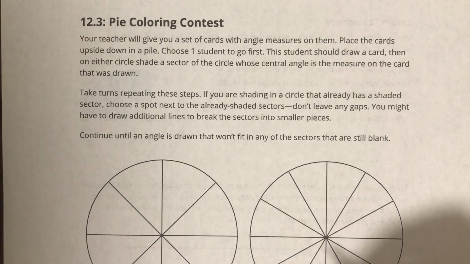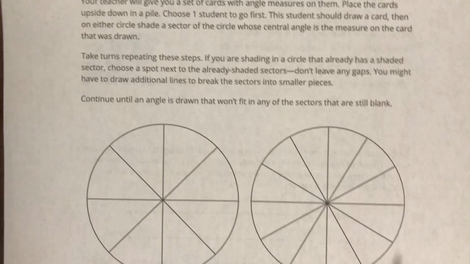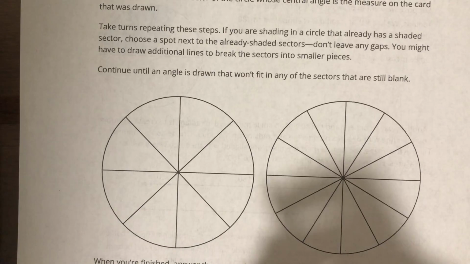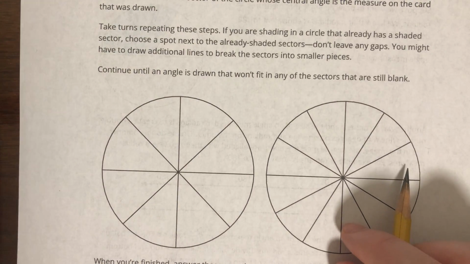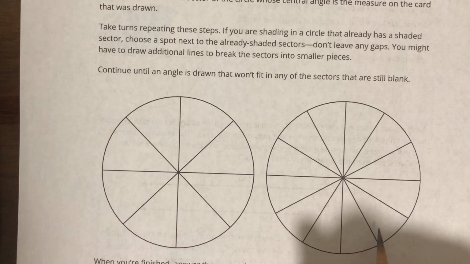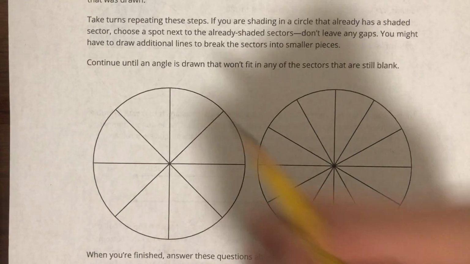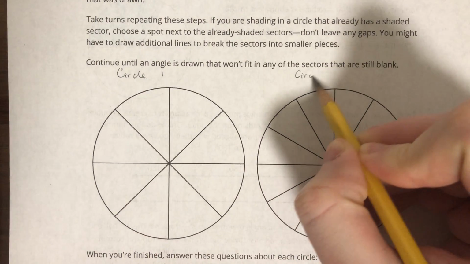12.3 pi coloring contest. I'm not going to go over all these instructions because this activity is not really meant for remote learning, but I think we can still get some more practice with the radians because I think they're not so easy. They're kind of confusing. Okay, so the first thing I'd like you to try and do is, let's call this circle 1. Let's call this circle 2.